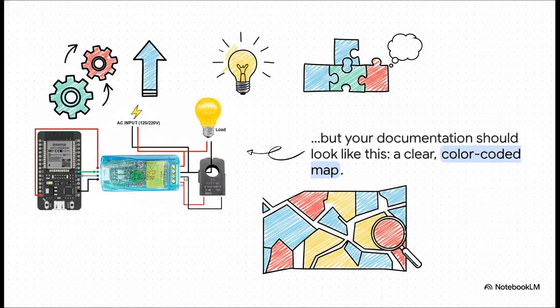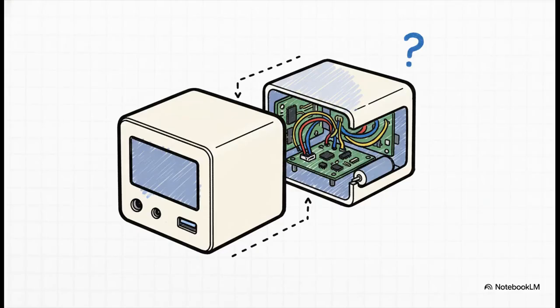But this is the goal. Your final documentation should look like a clean, color-coded wiring diagram where every single connection is crystal clear. And yep, this was also generated from a text prompt. It's a universal map that lets anyone, your teammate, your professor, anyone, build or debug the hardware, no questions asked. And to really round out the physical side of things, you gotta show what it looks like when it's all put together.